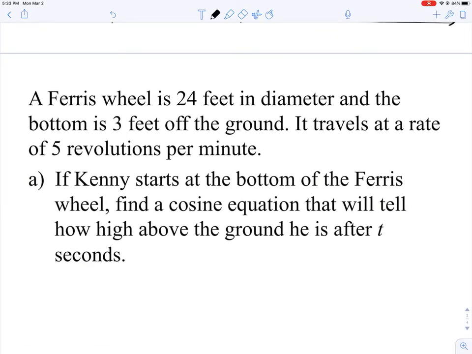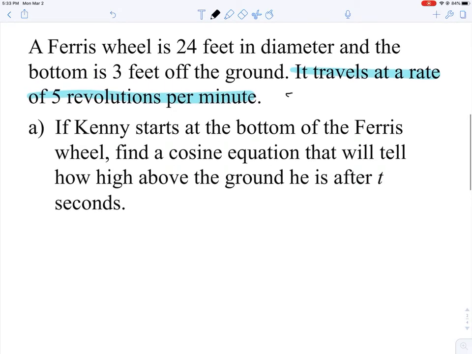Okay, so we know that the Ferris wheel travels at a rate of 5 revolutions per minute. Okay, so let's think about this. So 5 revolutions per 1 minute. Well, 1 minute is 60 seconds. So that's 5 revolutions every 60 seconds. And if we simplify that fraction, that means that 1 revolution will happen every 12 seconds.